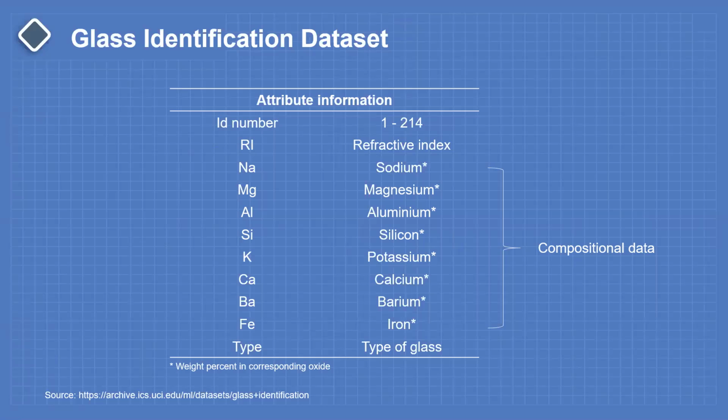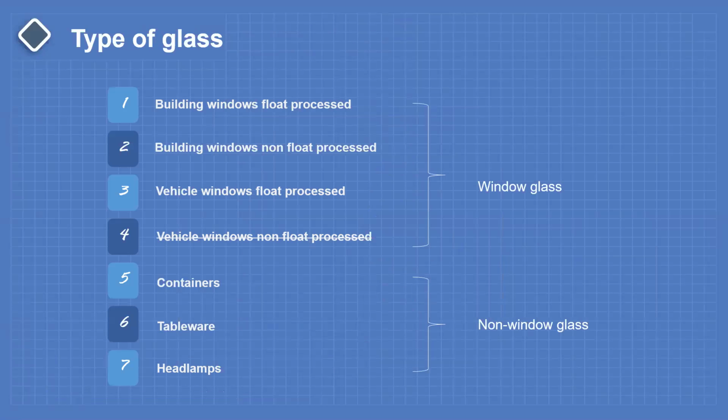The last attribute in our data is the type of glass. There are basically 7 different types of glass. The first 4 can be classified as window glass, and the last 3 types can be classified as non-window glass. However, one type of glass, type 4, vehicle windows non-float processed, does not exist in our dataset. So our data consists of only 6 unique types of glass.